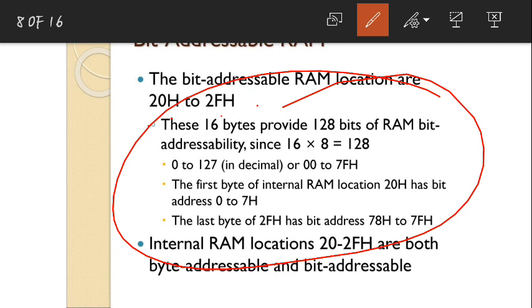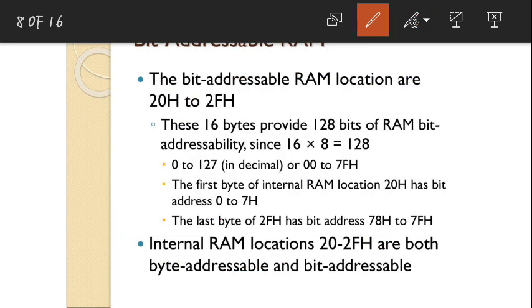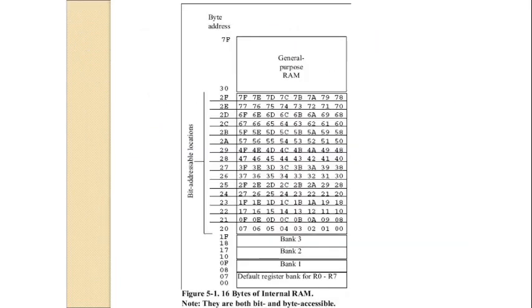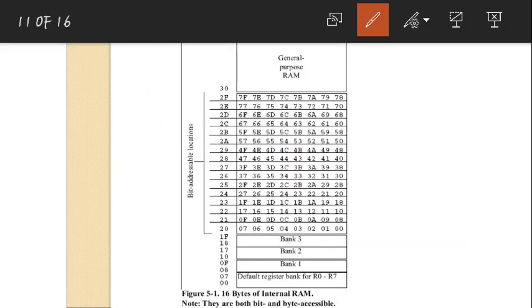In that 128 bytes you have 00 to 7FH. So 0 to 7F. See, 20 has bits 0 to 7. You remember, in this 20 to 2F, in this 20 you have 0 to 7, he said. Then in 2F you have 78 to 7F, he said. So we will see what all those are here. It is clearly mentioned.